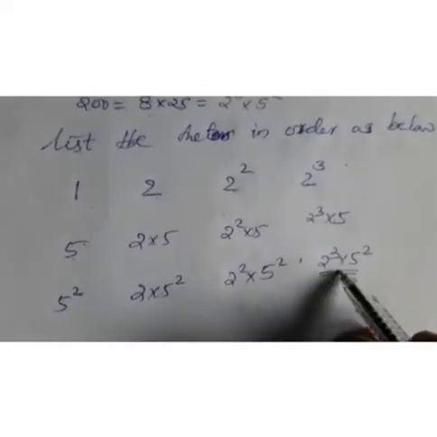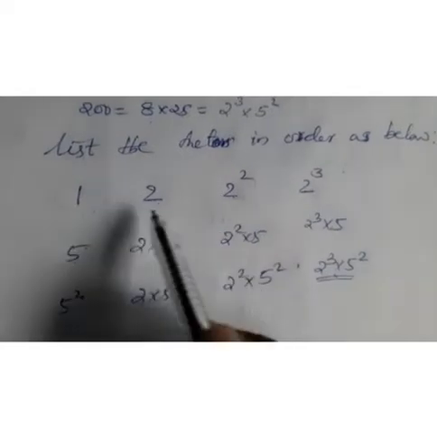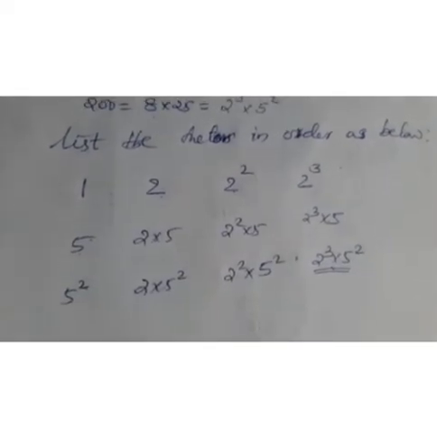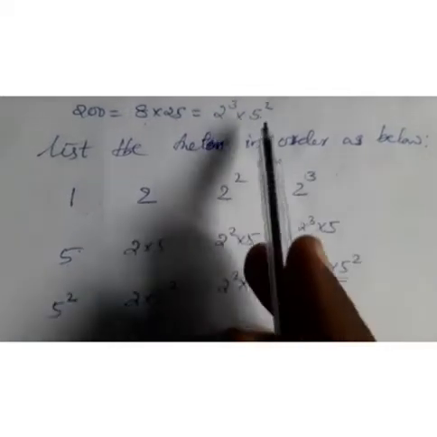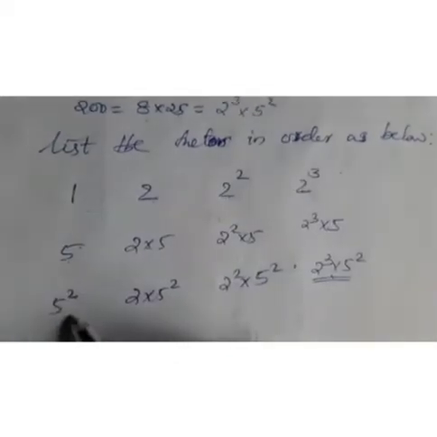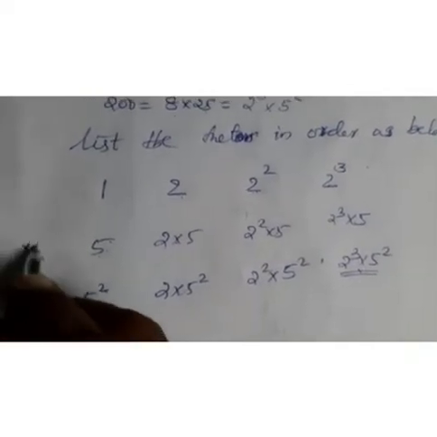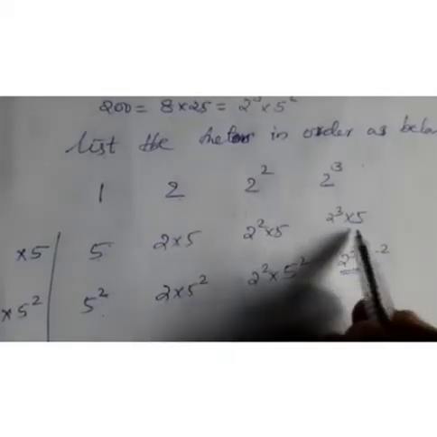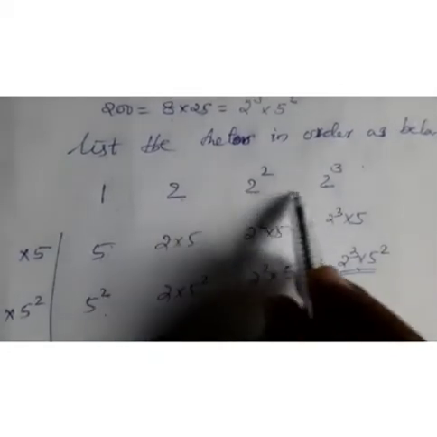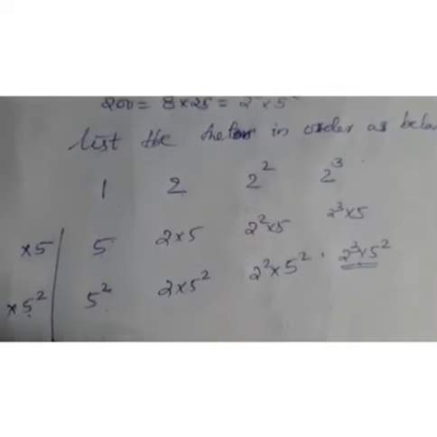So till that time you should do the order. You have to complete the order like this. So 1, 2, 2 square, 2 cube. Then multiply with 5 and 5 square. So 1 into 5, 5. Here we are multiplying with 5. Here we are multiplying with 5 square. In this one, we are multiplying all these numbers with 5. Here we are multiplying with 5 square.